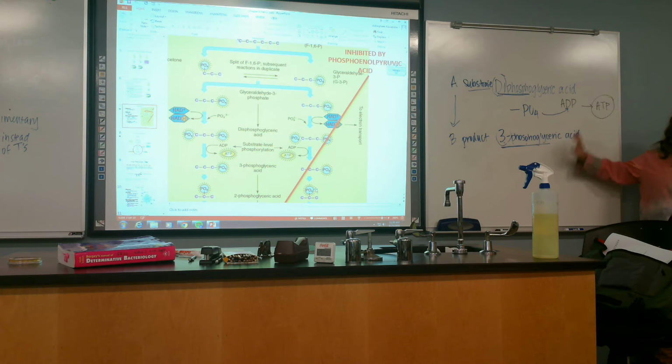Any questions about that? So that's substrate level. It makes a whopping 1 ATP. And then it happens again down below, which makes another ATP. So awesome, we get a total of 2 ATPs that are made, okay?